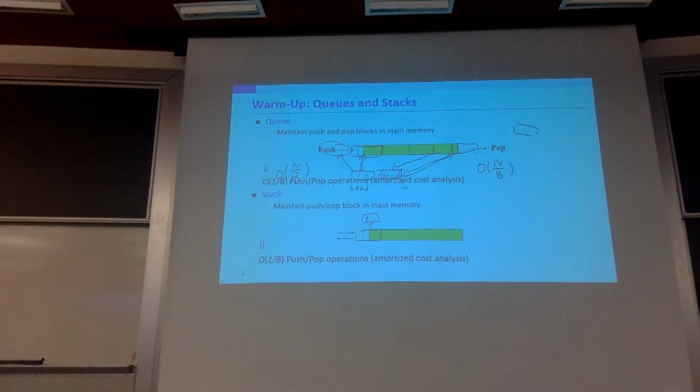And if it's filled and you need to push one more, you write that back and load the empty one here. If you pop until it's empty, you write that back and load the next one back into this buffer frame. So for a stack, you can also amortize the cost to O(1/B) per IO, or O(n/B) for n pushes and pops. That's the IO cost. So yeah, that's about queues and stacks.